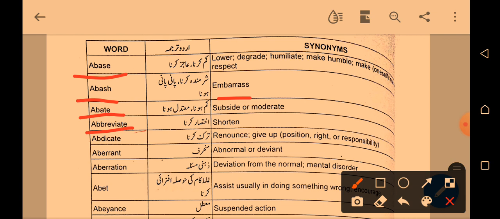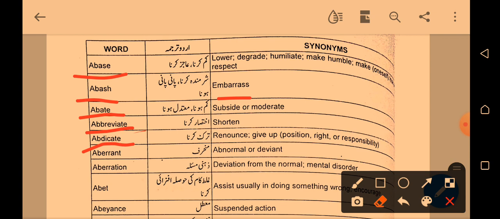Another word we have is abdicate. Abdicate means to renounce, to reject or give up. In that condition we can use abdicate. It's time to abdicate. Abdicate means to renounce or to reject, simple.